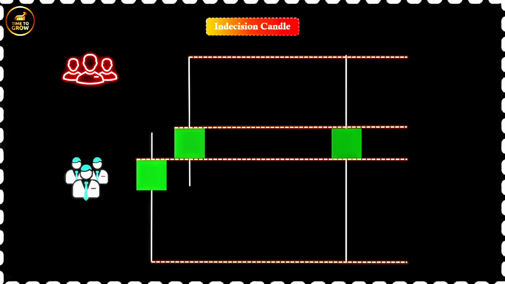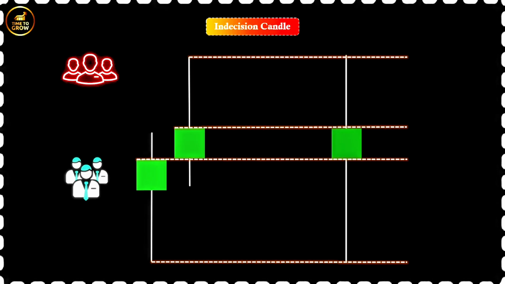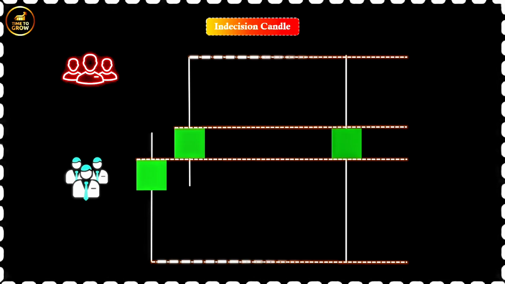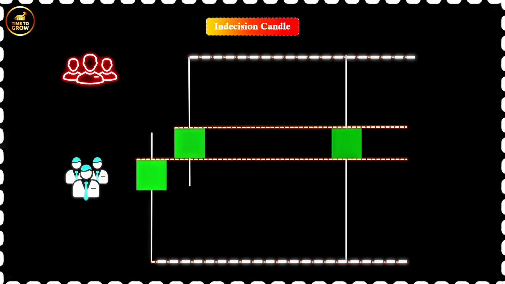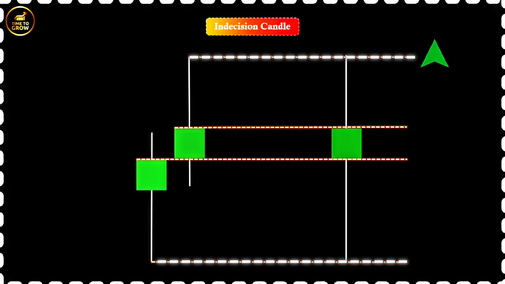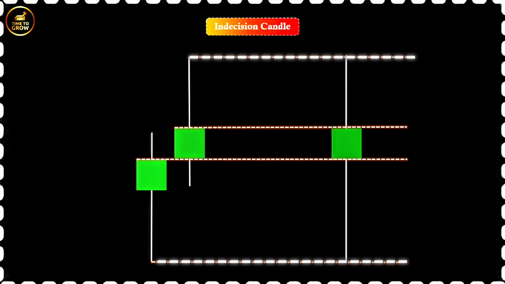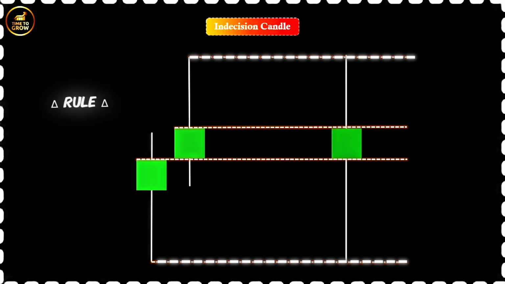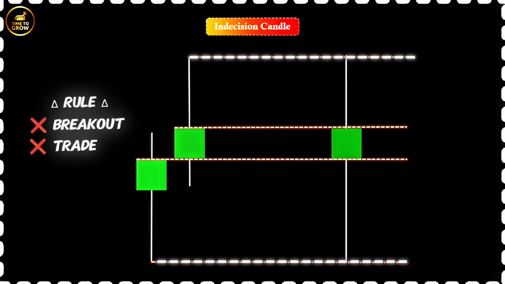Indecision candles don't give entries. They only tell you one thing clearly: wait for the breakout, don't jump early, until price breaks out of this entire zone and gives a proper close either above or below it. You should avoid taking trades in any direction. Because the rule is very simple, if there is no breakout, there is no trade.